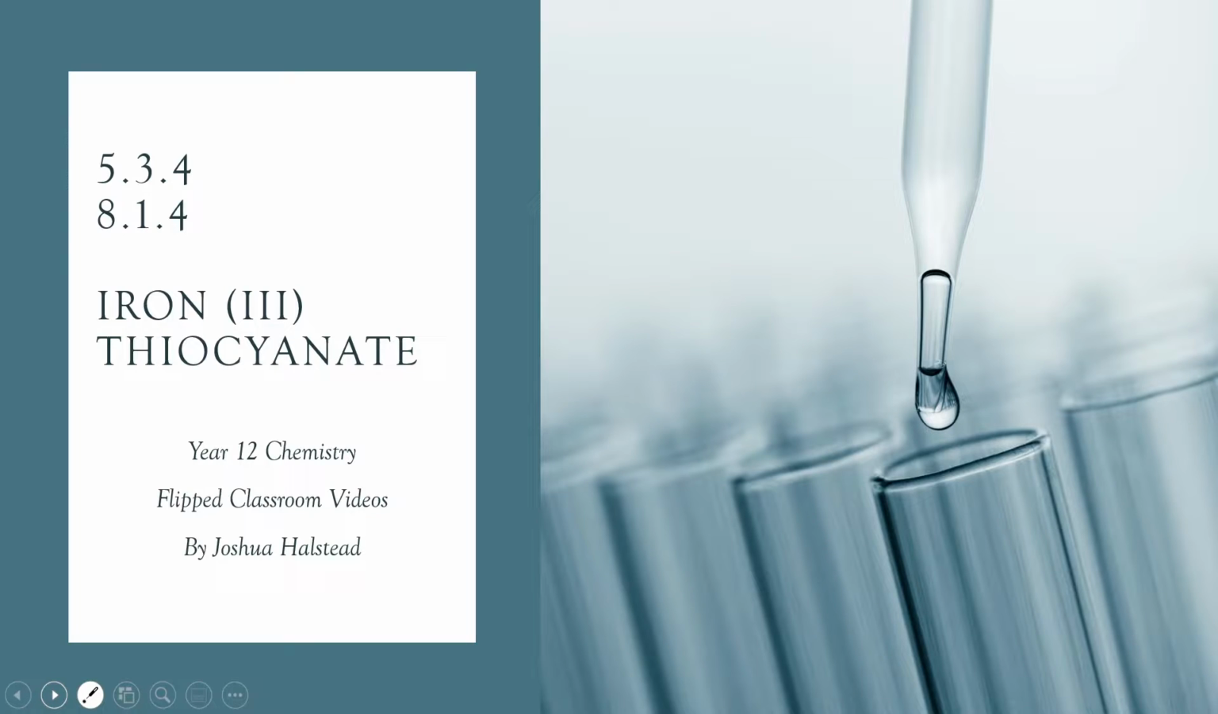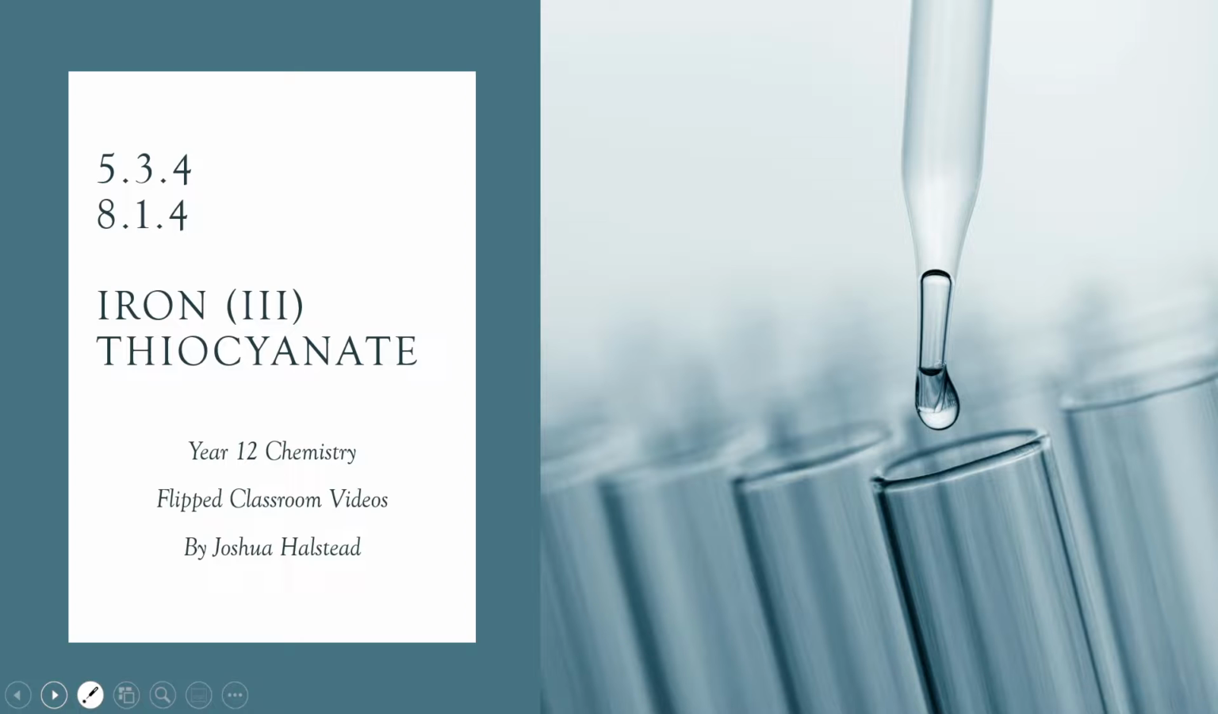G'day chemistry students. In this video we're looking at two sets of dot points, one from module 5, 5.3.4, as well as 8.1.4. We're going to be building on our understanding of colorimetry and making calibration curves to find concentrations of contaminants in environmental samples.